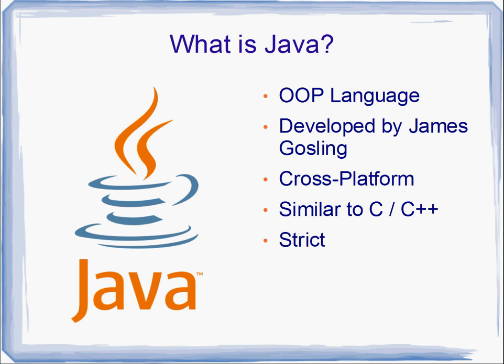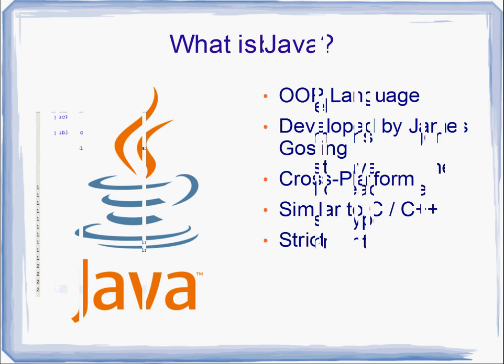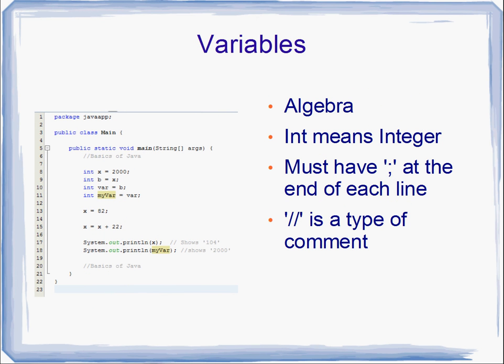Basically, it's an object-oriented programming language that was developed by James Gosling, who worked at Sun Microsystems at the time. Java ended up getting moved to Oracle. It's cross-platform, like I said before, which means you can use Windows, Linux, or Macintosh with it and not have to change the code unless you're doing something like a file system. It's very similar to C and C++ because its syntax was derived from that. It's fairly strict, which means you can make mistakes fairly easily. Alright, let's go and move to variables.